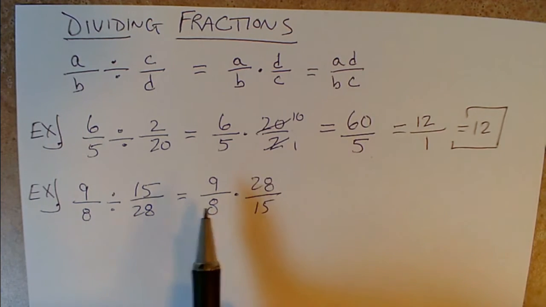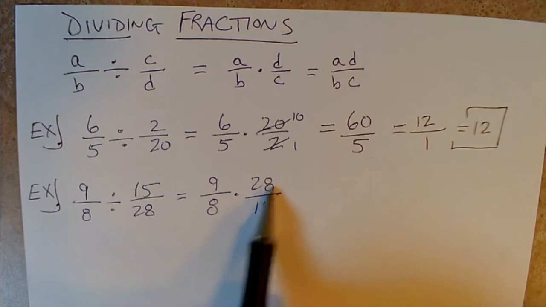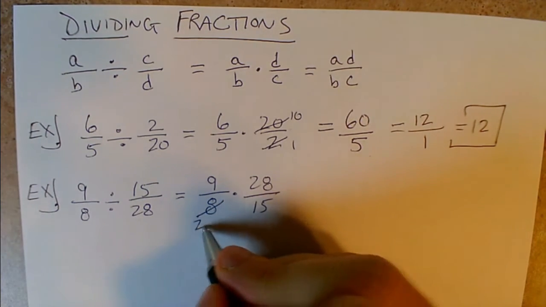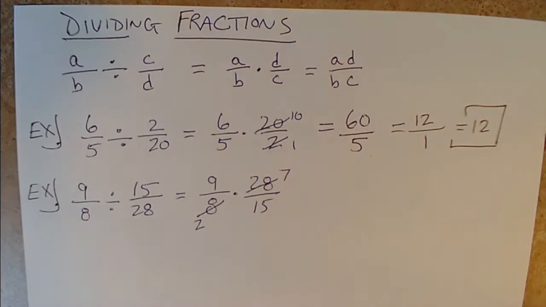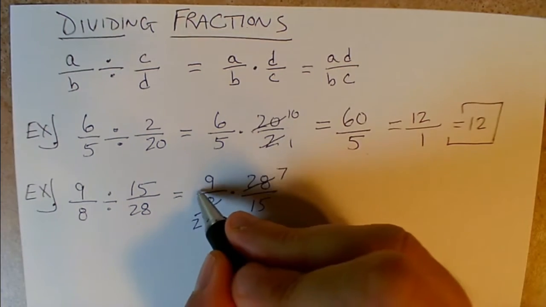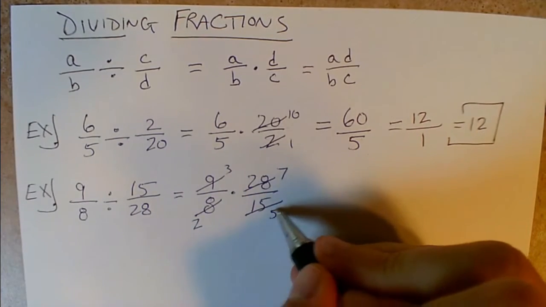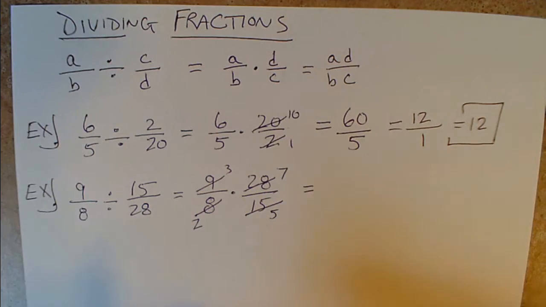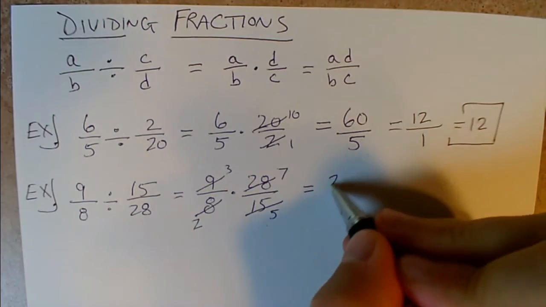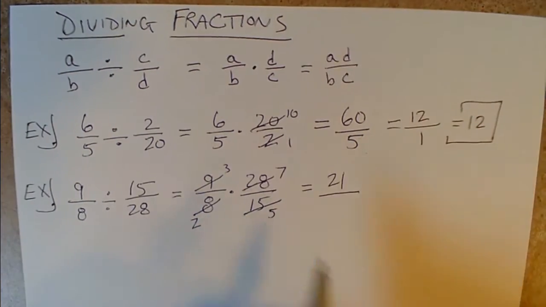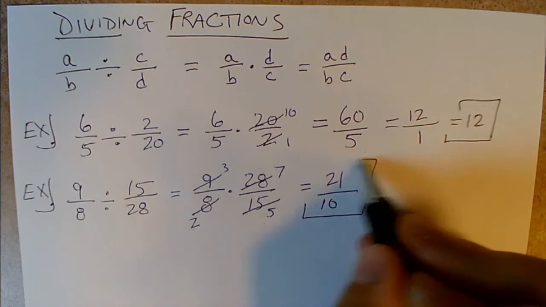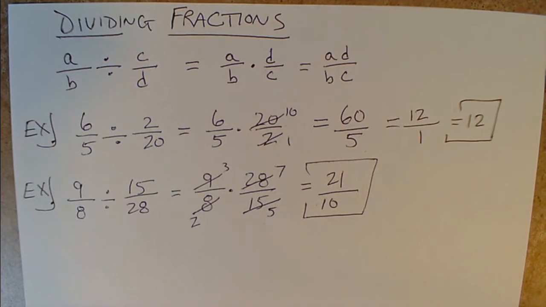First, let's note that 4 goes into 8 and 28. 4 goes into 8 twice. 4 goes into 28 7 times. That's why I'm making my numbers smaller and more manageable. And 3 goes into both 9 and 15. 3 goes into 9 3 times. 3 goes into 15 5 times. So this winds up being 3 times 7 on top, which is 21. It winds up being 2 times 5 on the bottom, which is 10. And there you go. 21 and 10 are relatively prime. They don't have any other common factors, and so I'm done with this problem right here.